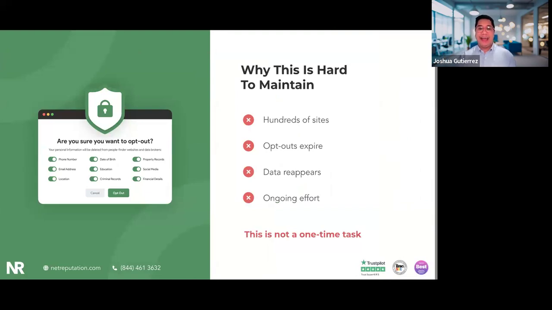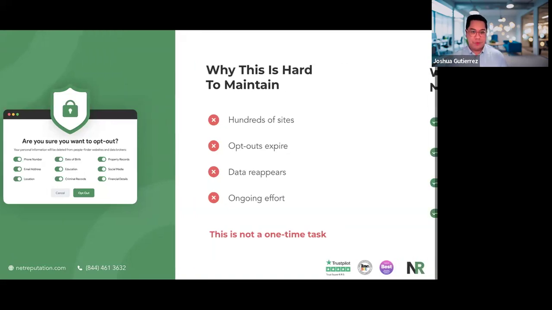So while individuals can take a do-it-yourself approach, the challenge here is scale and persistence. There are hundreds of data brokers and people search platforms, some linked to others, many appearing on the web overnight. Opt-out processes vary. They may even expire, and data can reappear when it's reaggregated or resold. Managing this manually often requires ongoing effort rather than one-time action. So simply put, for everyone, this isn't a one-time task.